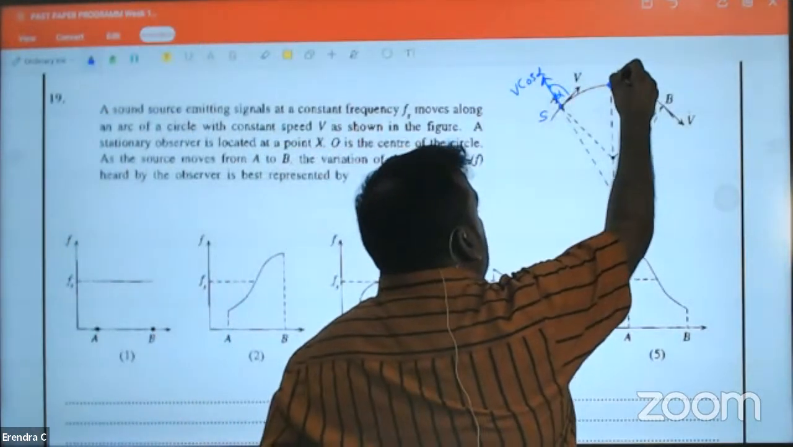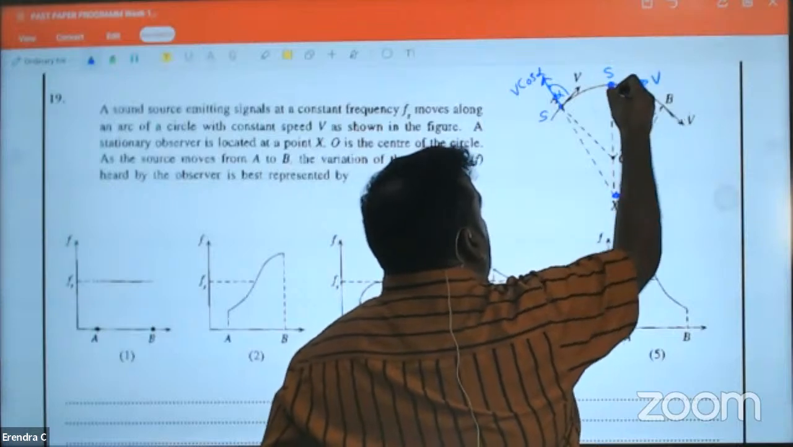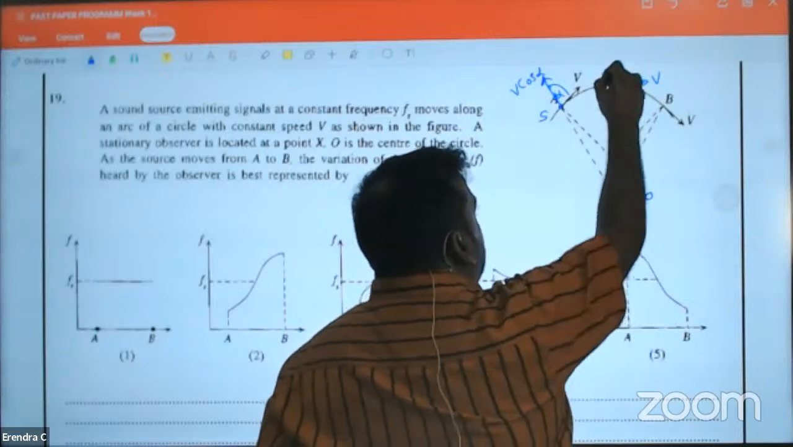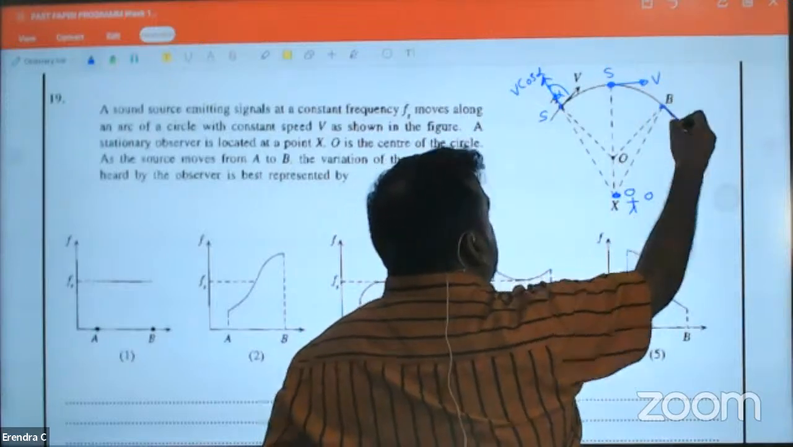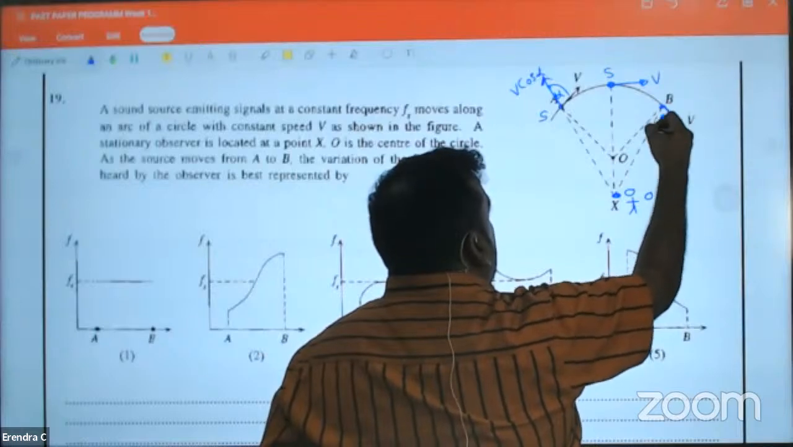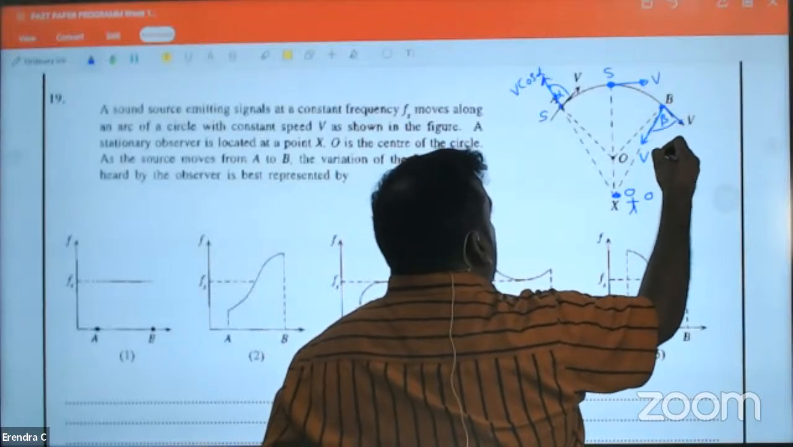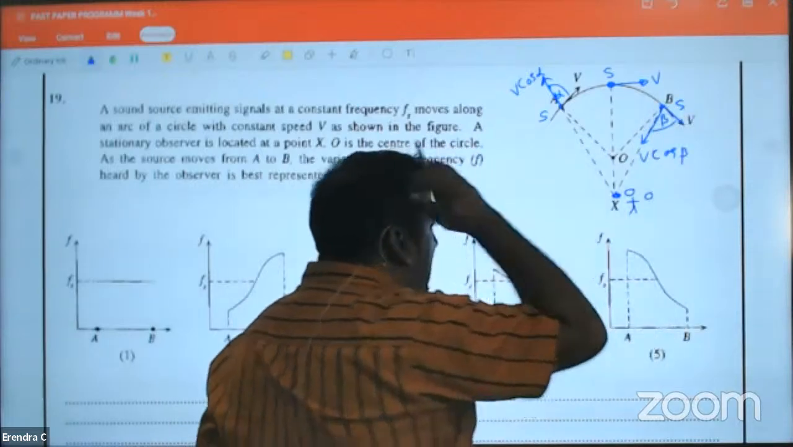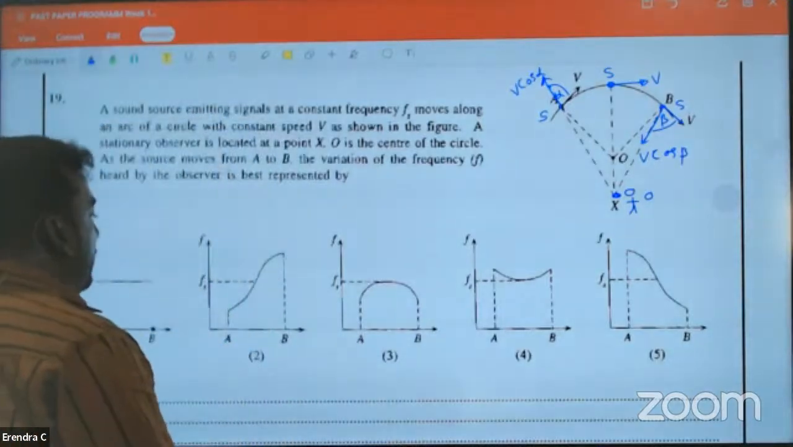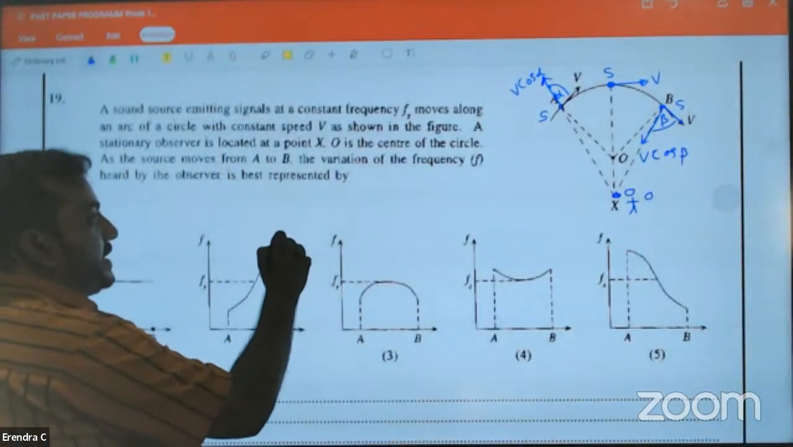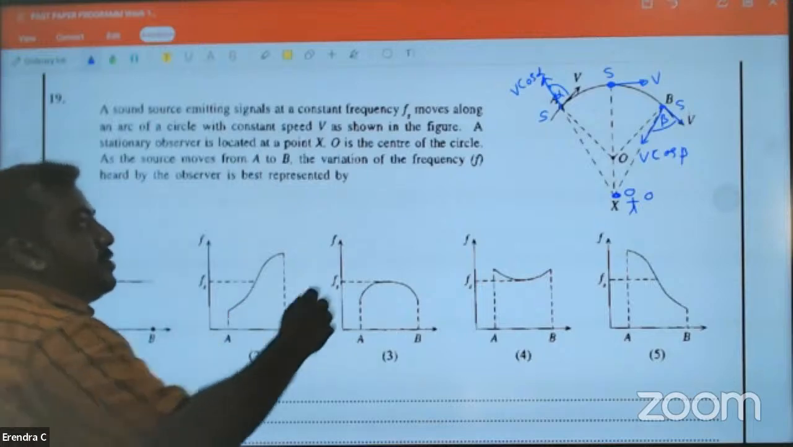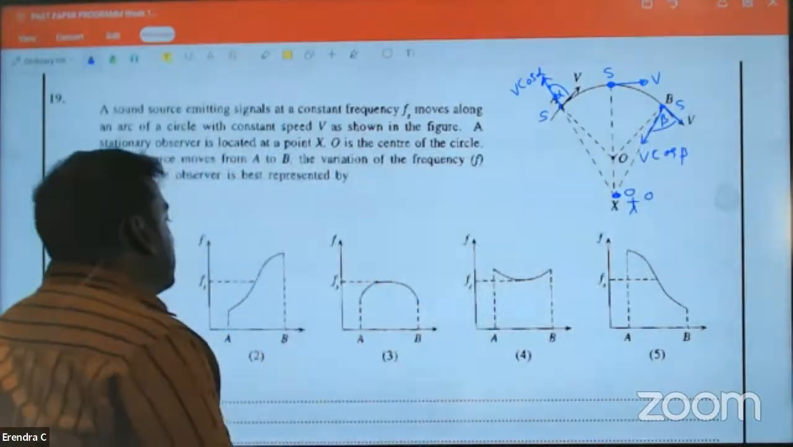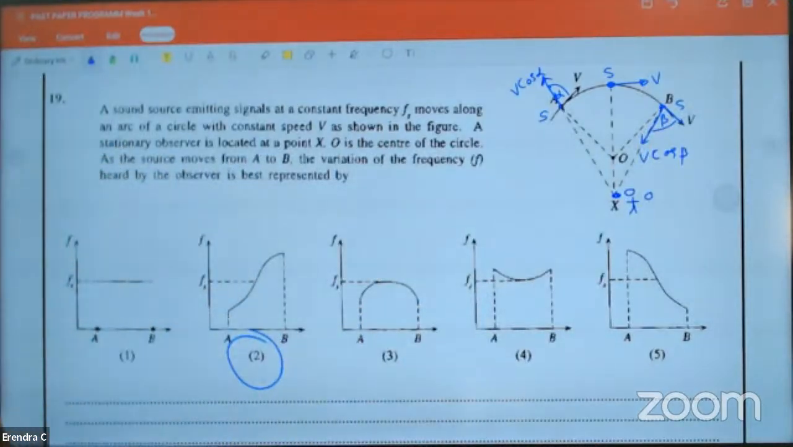Once the source comes here, there is a perpendicular distance. Actual frequency and apparent frequency will be the same. Once it comes here, this angle becomes acute. Take components, V cos beta. It's like the source is coming towards the observer. Frequency will increase. Here frequency reduces, here frequency increases. Frequency at A will reduce as the source is going away. Frequency at B increases as the source is coming towards. That means the variation is answer number 2.